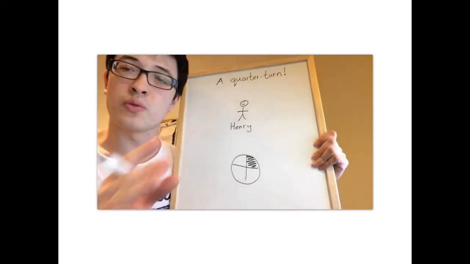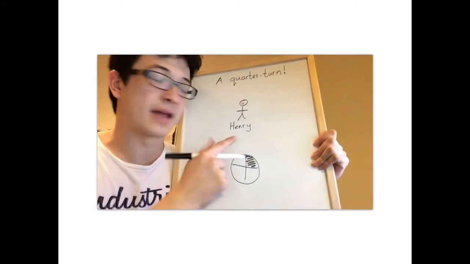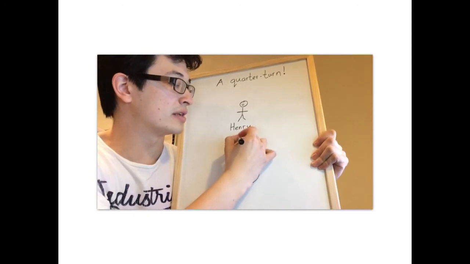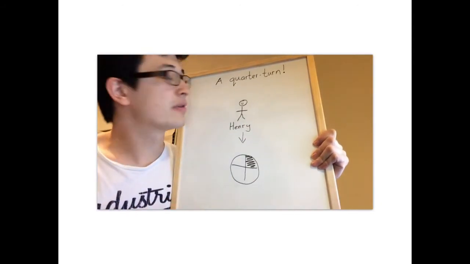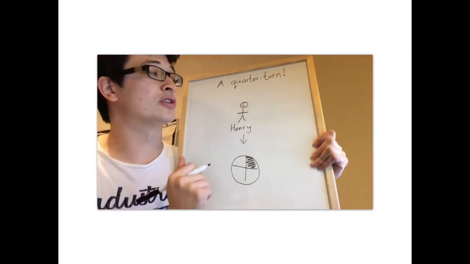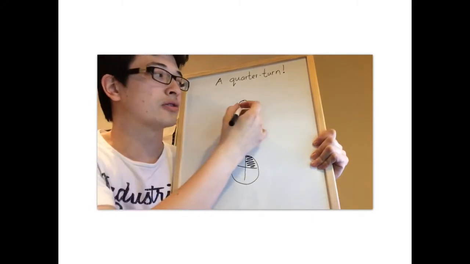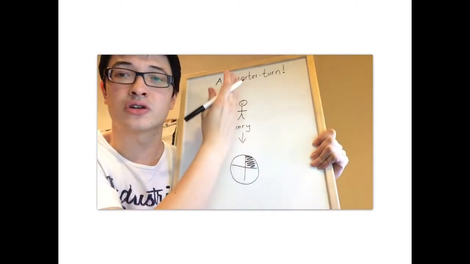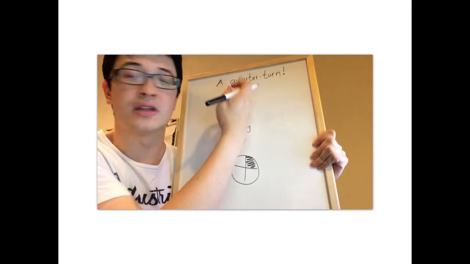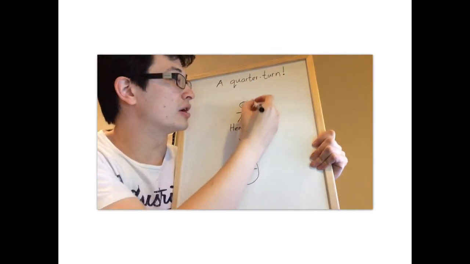So one way of showing you this, let's use Henry again. So Henry, as always, is facing in this direction. And we ask Henry, can you make a quarter turn for us? So Henry isn't going to turn a whole circle. He's not going to turn a half turn either. He's only going to turn a quarter.